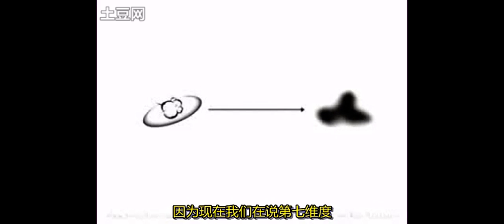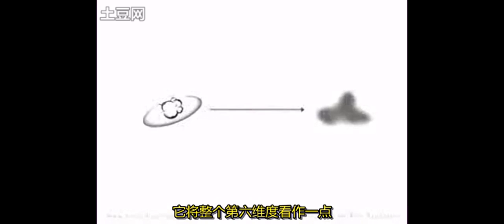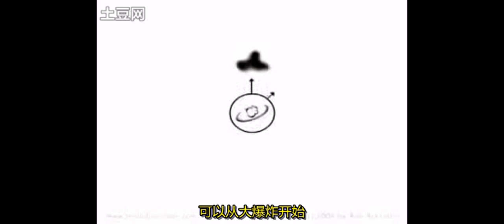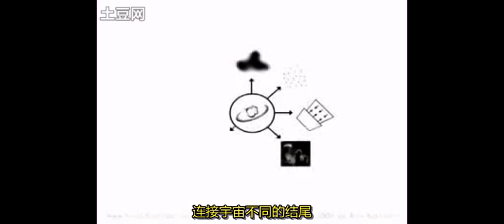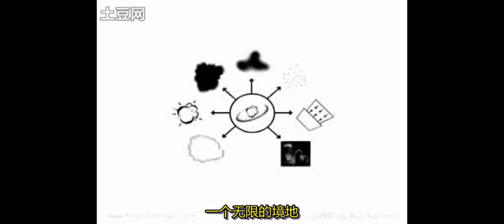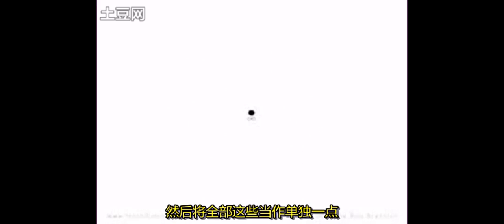Now, as we enter the seventh dimension, we're about to imagine a line which treats the entire sixth dimension as if it were a single point. To do that, we have to imagine all the possible timelines, which could have started from our Big Bang, joined to all the possible endings for our universe, a concept which we often refer to as infinity, and treat them all as a single point. So for us, a point in the seventh dimension would be infinity, all possible timelines, which could have or will have occurred from our Big Bang.